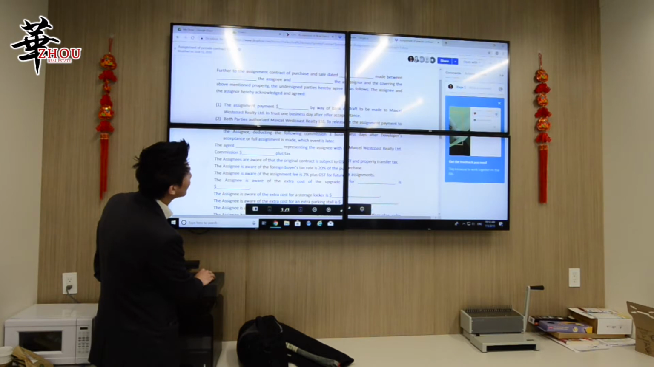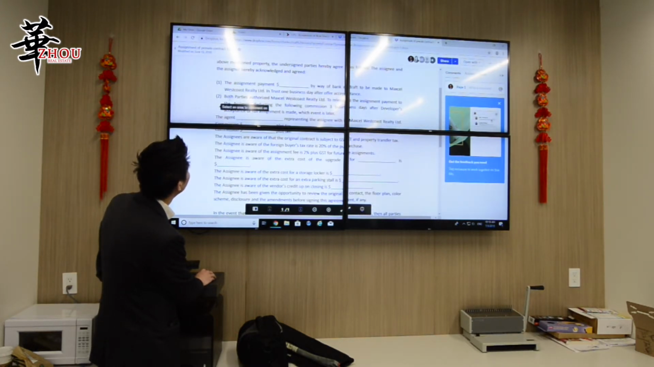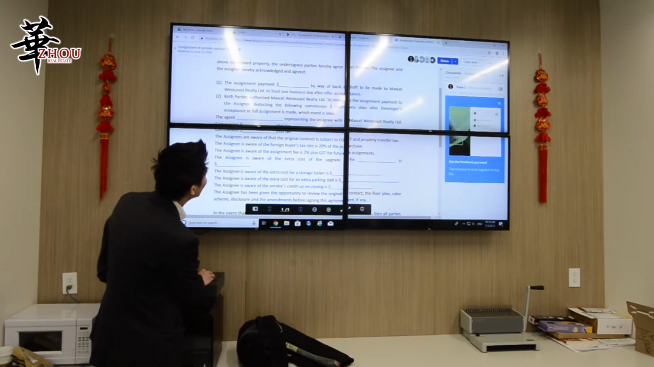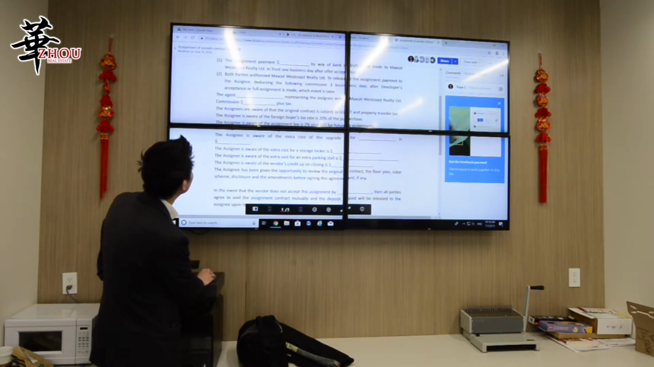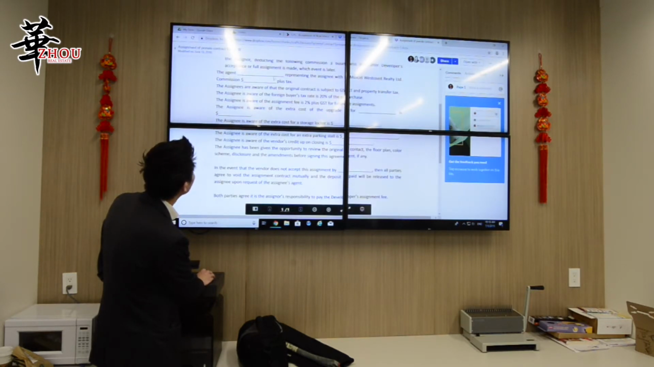by way of bank draft to be made to Presale West Coast Realty in trust 1 business day after offer being accepted. And then both parties authorize Presale West Coast Realty to release the assignment payment amount to the assignor, deducting the following commission 3 business days after developer's acceptance or full assignment is made, whichever date is later. And then the agent would be your name, and commission would be whatever you calculated.